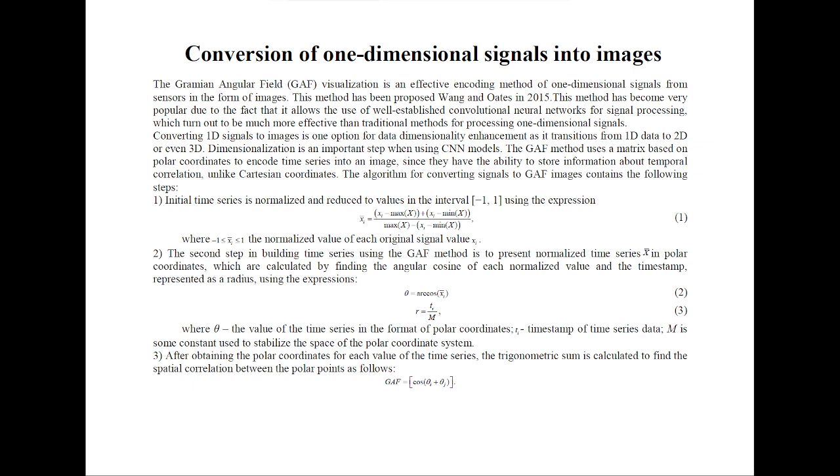First step: the initial time series is normalized and reduced to values in the interval from -1 to 1, according to equation 1. The second step in building the GAF is to present the normalized time series in polar coordinates, which are calculated by finding the angular cosine for each normalized value at the time step, represented as a radius, using expressions 2 and 3. And finally, after obtaining the polar coordinates for each value of the time series, the trigonometric sum is calculated to find the spatial correlation between the polar points, as presented at the bottom of the slide.